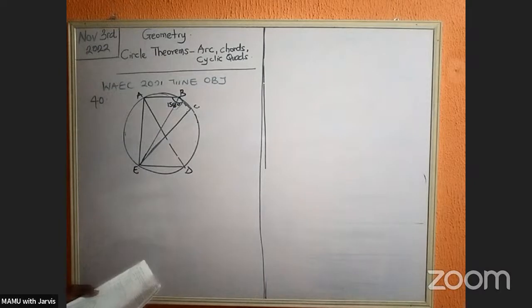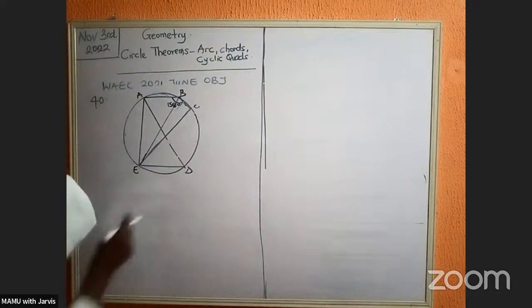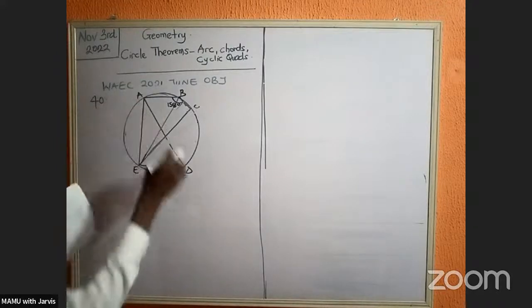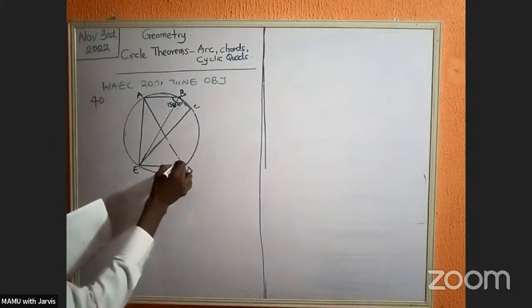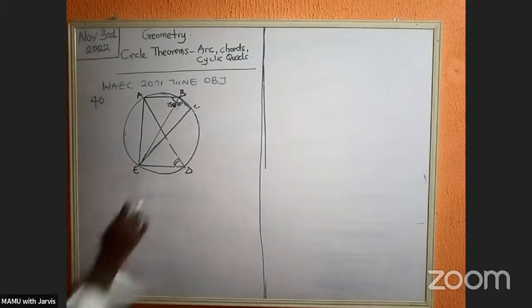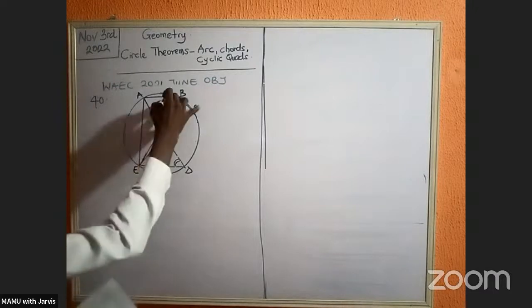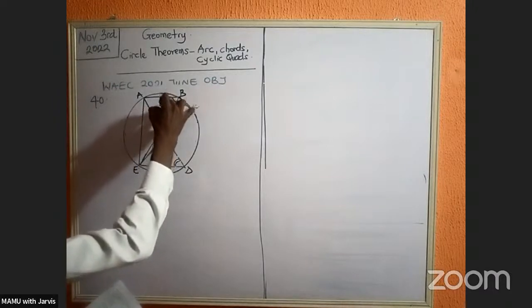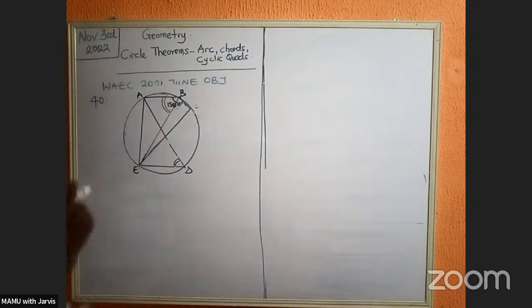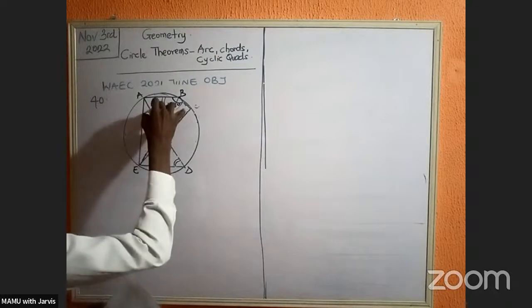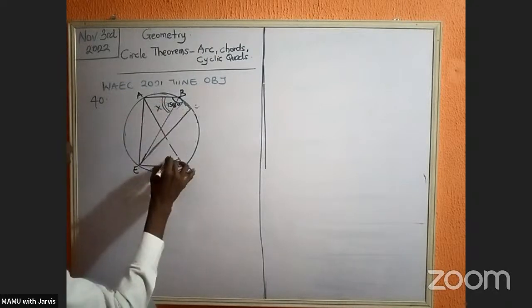So the angle formed at this point must be 90 degrees, all right? Now, we are told to find the angle ADE. So to find the angle ADE. Now, this is the angle they want us to find. So to get this angle, I must get this angle. So to make my work easy, I'm going to call this angle X. I'm going to call this angle Y.